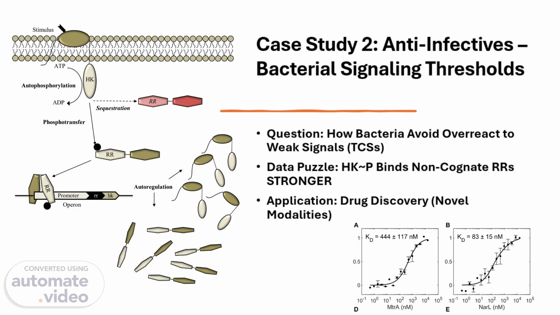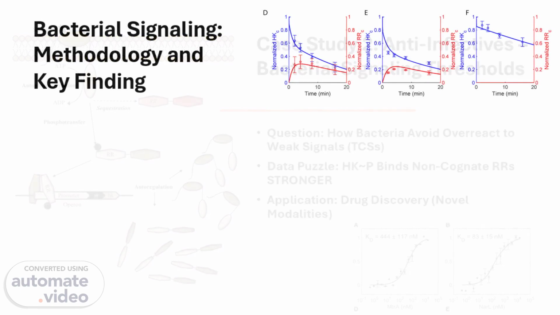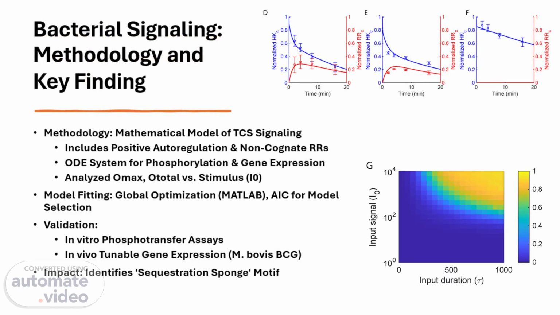This research has a direct application in drug discovery for novel modalities, particularly in identifying new ways to disrupt bacterial communication. The diagram illustrates a typical bacterial two-component signaling system. Our approach involved developing a mathematical model of TCS signaling. This model incorporated positive autoregulation and the role of non-cognate RS, using an ODE system to describe phosphorylation and gene expression dynamics.